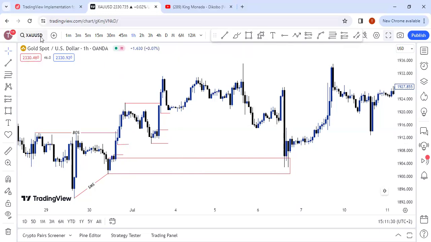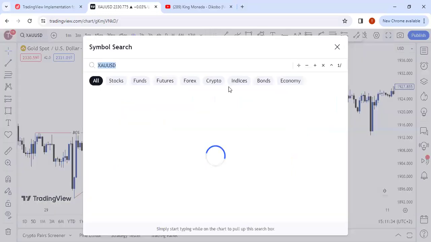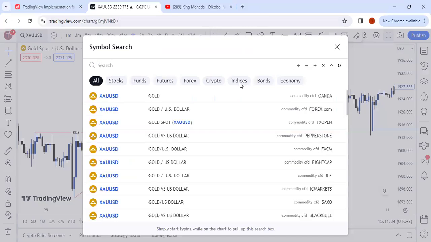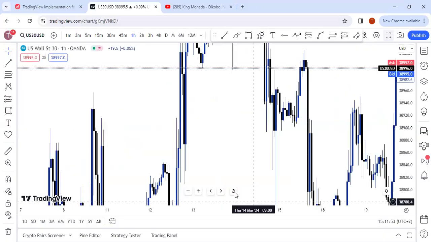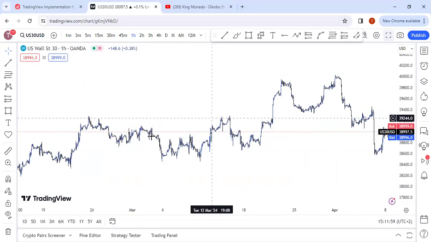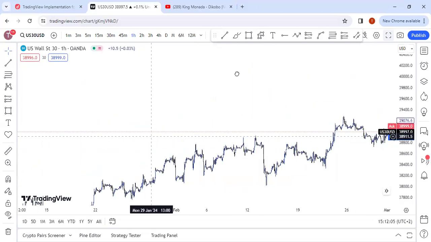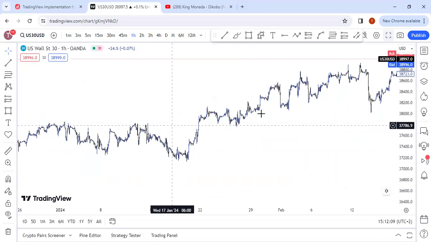Then let's look for the last example of a trend, maybe equal highs. So let's check USDT this time around. So yeah, here we are.